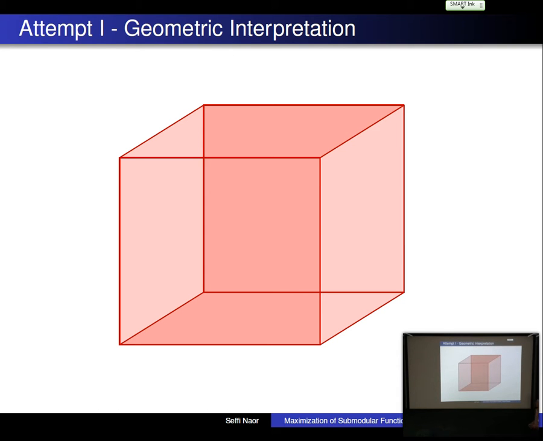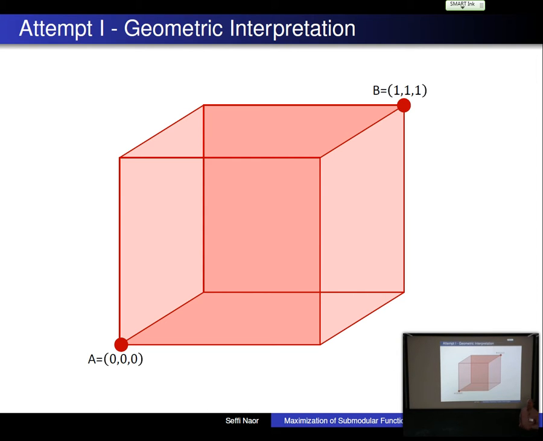Okay, so let me graphically explain the algorithm. We start with two solutions, A and B. The first solution is the empty solution, and here it is. The other solution, B, is the full solution, which contains all the elements.